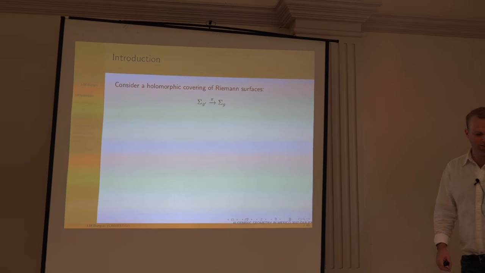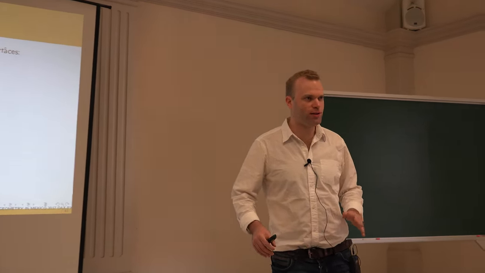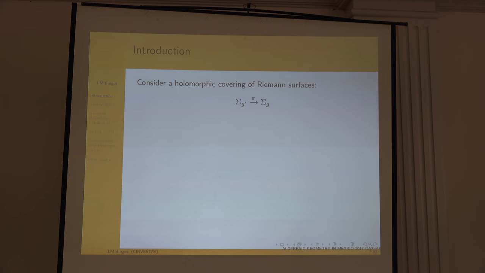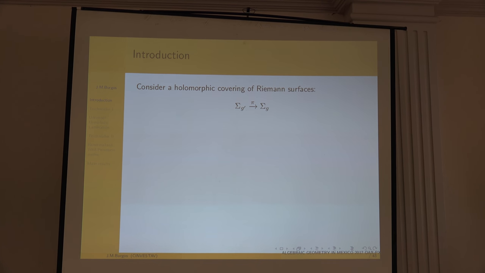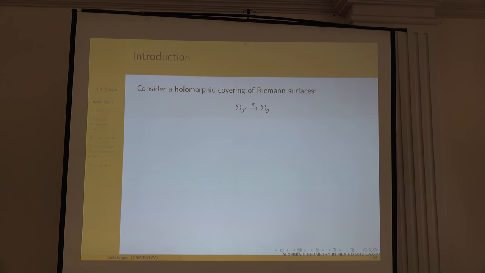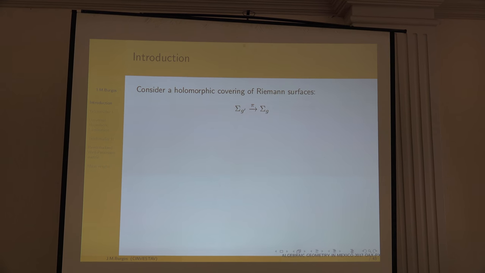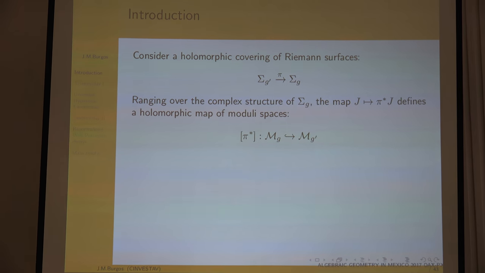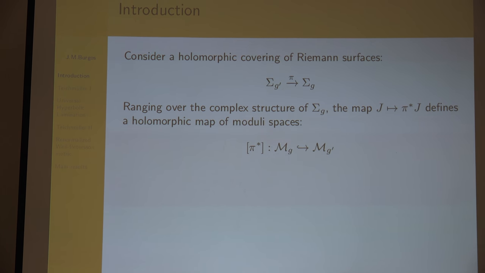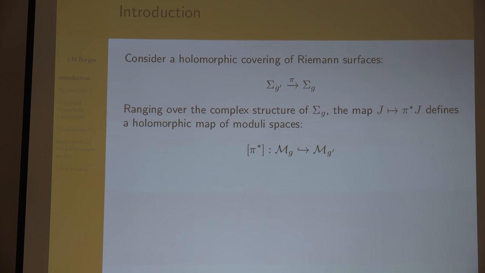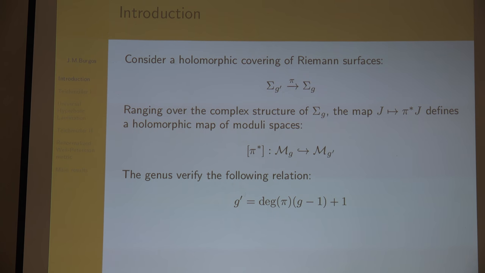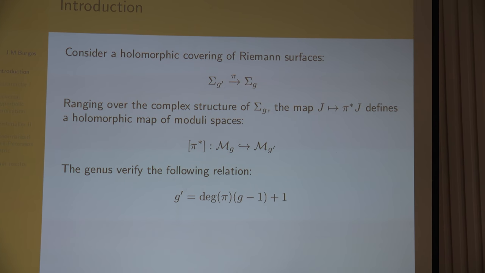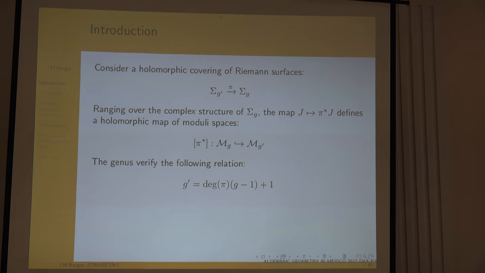Just to motivate the problem, let me say some very general and well-known material. Consider a holomorphic covering of Riemann surfaces, a genus G prime curve covering a genus G curve holomorphically, and ranging over all the complex structures of the genus G curve, the pullback map defines a holomorphic map between the corresponding moduli spaces. And of course, the relation of the genus is through the degree of the map P by the following formula. Very basic stuff.